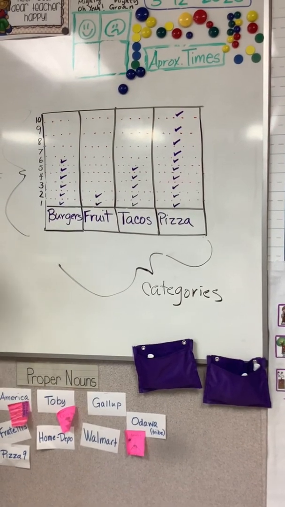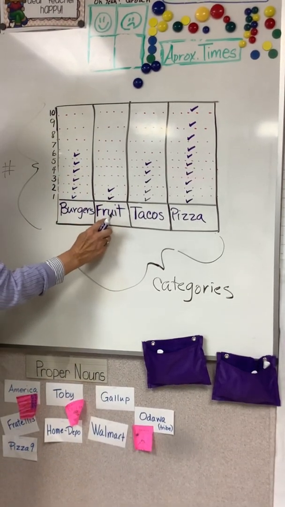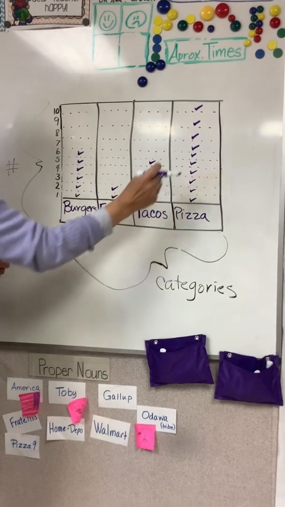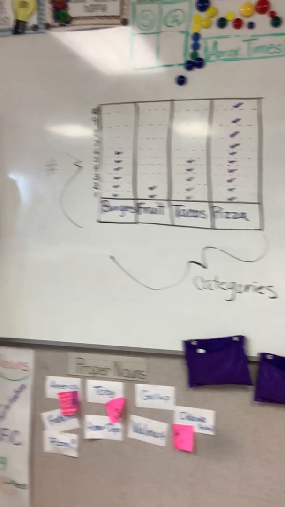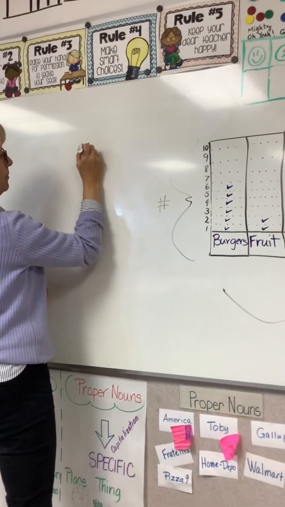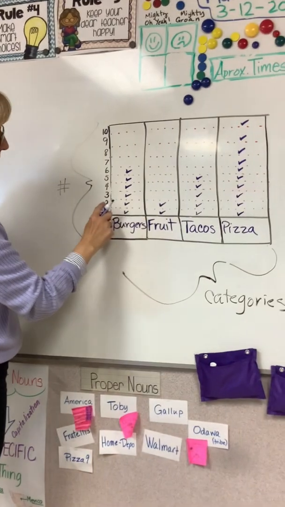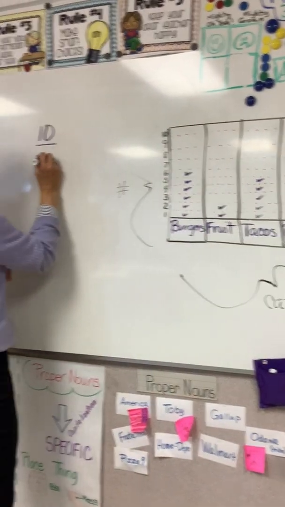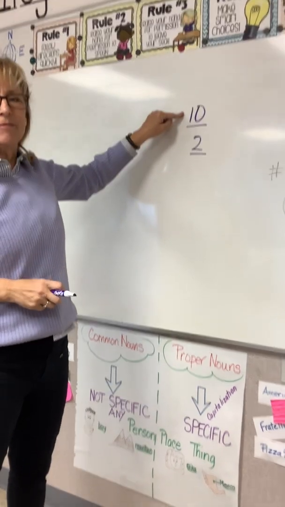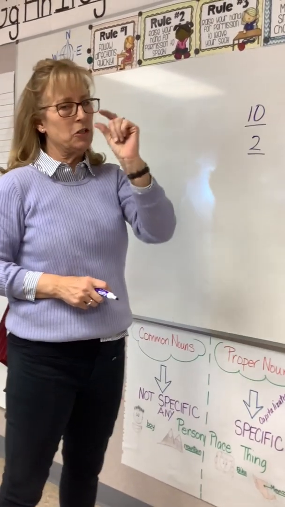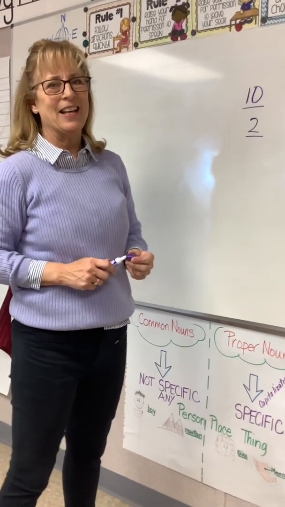Let's see if we can actually make an equation for that. Do fewer people like fruit than pizza? Well, we know that we have 10 people that like pizza, right? 10 people like pizza. And how many people like fruit? 2 people like fruit. Is 2 fewer than 10? Is 2 a smaller number than 10? Yes, it is.